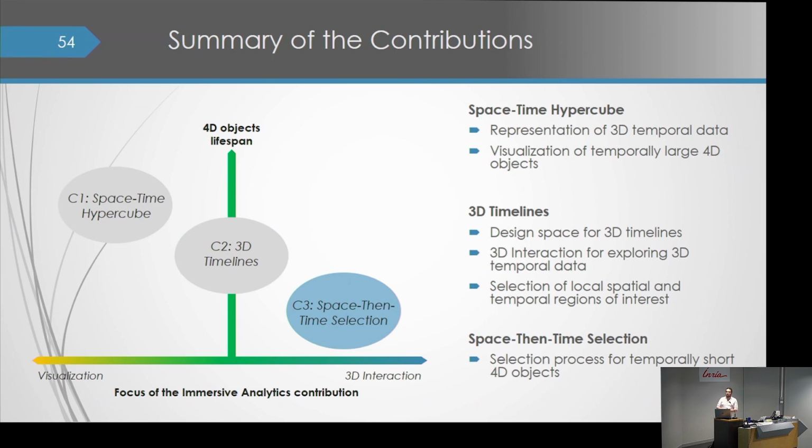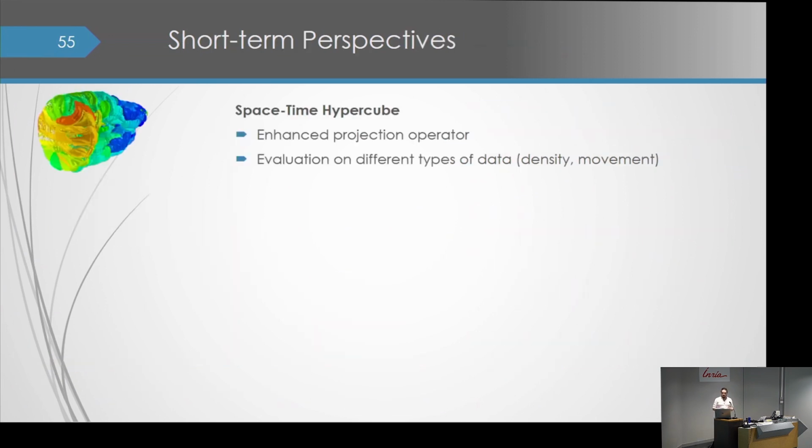And finally, we explored a different selection process, a space then time selection process, to support the selection of temporally short 4D objects. In terms of perspectives, for the space-time hypercube, we thought about enhancing the projection operator. So here the user could only place a plane that would stay the same over time. Maybe we can find a way to make the plane move or to follow one particular 4D object. And also we should evaluate this method with different types of data, with different density or different types of movements of the 4D objects.